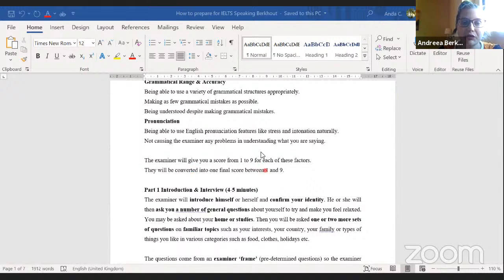And for each of these, you will get a score between 1 and 9. Then they will be converted into a final score between 1 and 9, as we know that the IELTS is rated on a band from 1 to 9.